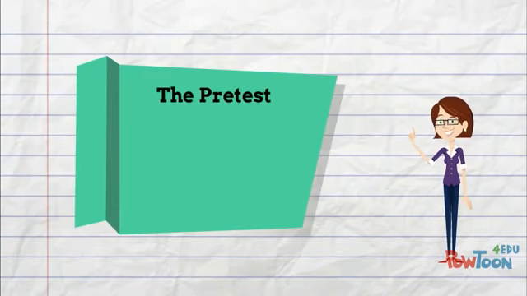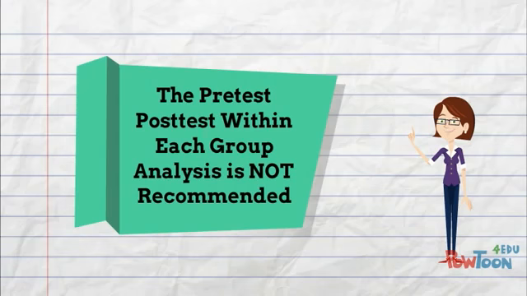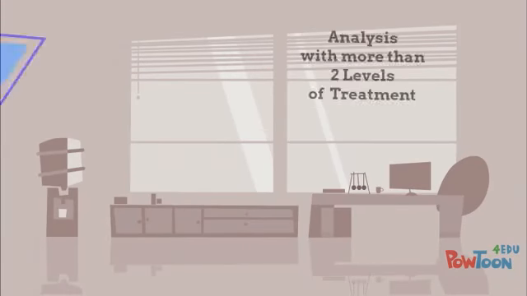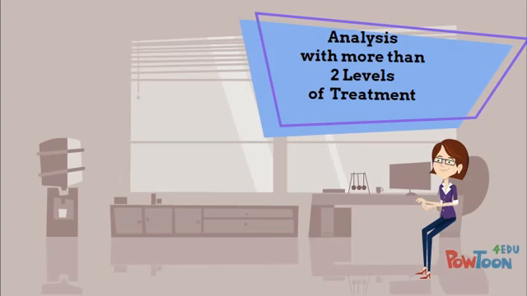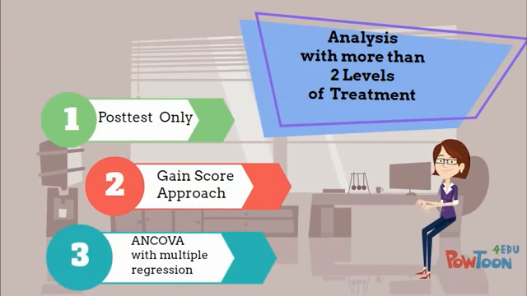We must also take note that the pre-test, post-test within each group analysis is not recommended. For analysis of an intervention with more than 2 levels of the treatment variable, the post-test only, gain score approach, and ANCOVA approach, the multiple regression would be utilized with some specific criteria.